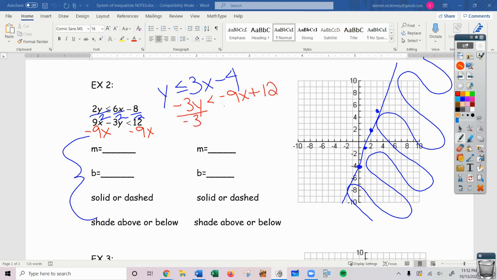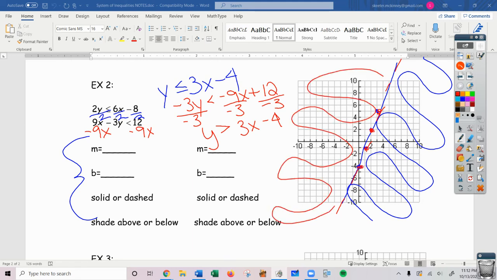Okay, so now we're going to divide by negative 3. When we divide by negative 3, what do we need to do? We need to flip the inequality sign here. So this really becomes y is greater than 3x minus 4. Okay, so when I graph this, I'm going to start at negative 4, and I'm going to go up 3 over 1, up 3 over 1. Okay, this one is a dashed line. And this one we are going to shade above.